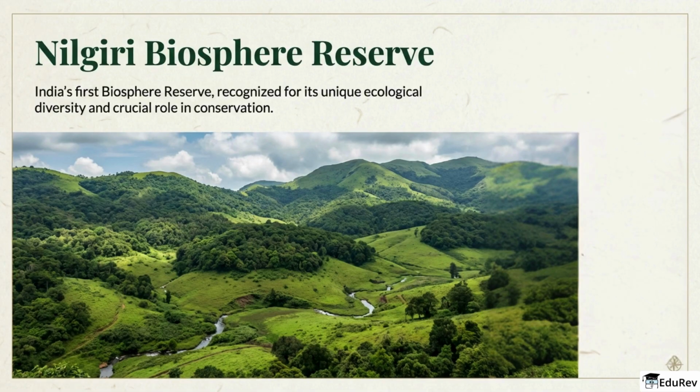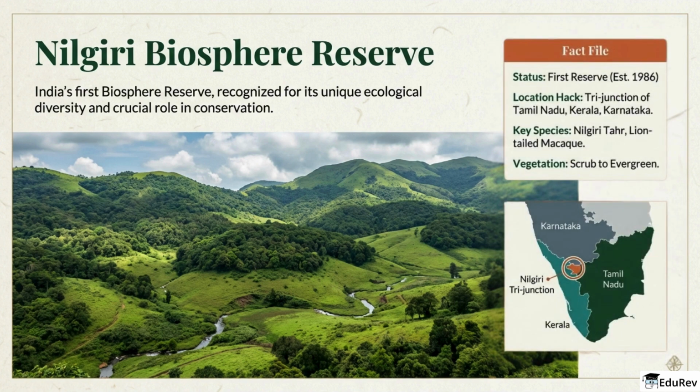Now, the first detailed case, Nilgiri Biosphere Reserve. This is India's first biosphere reserve, established in 1986, and the location trick is strong. It lies at the tri-junction of Tamil Nadu, Kerala, and Karnataka. That alone makes it a favorite map-based prelims point. The key species mentioned here are Nilgiri tahr and lion-tailed macaque.